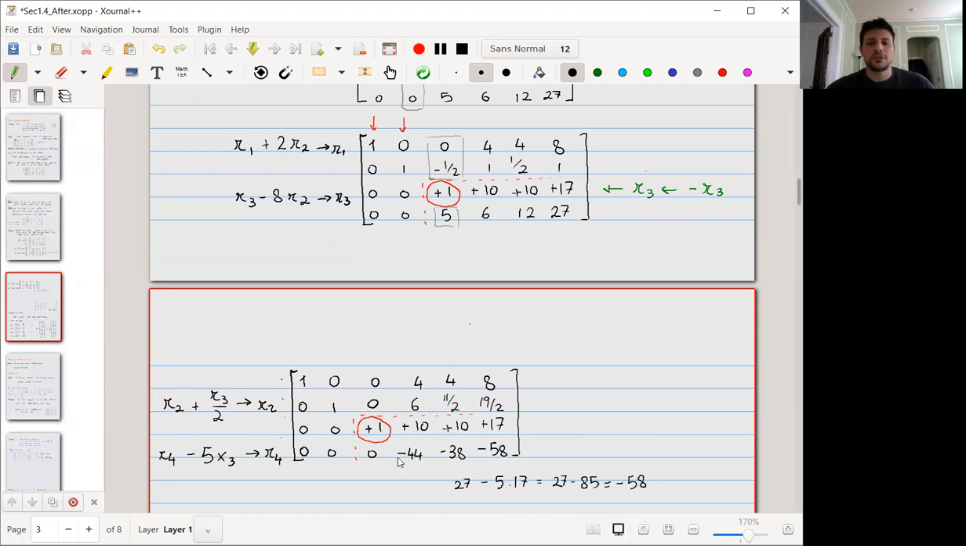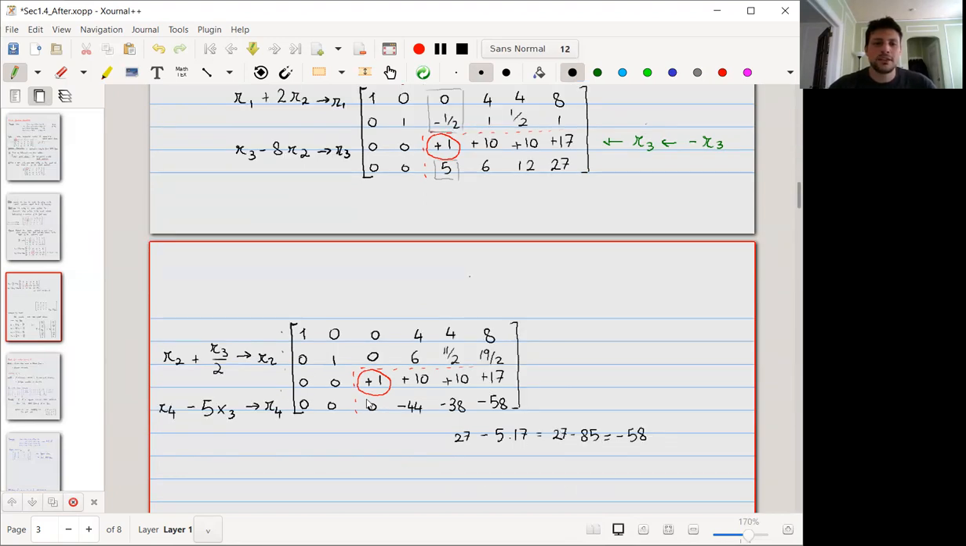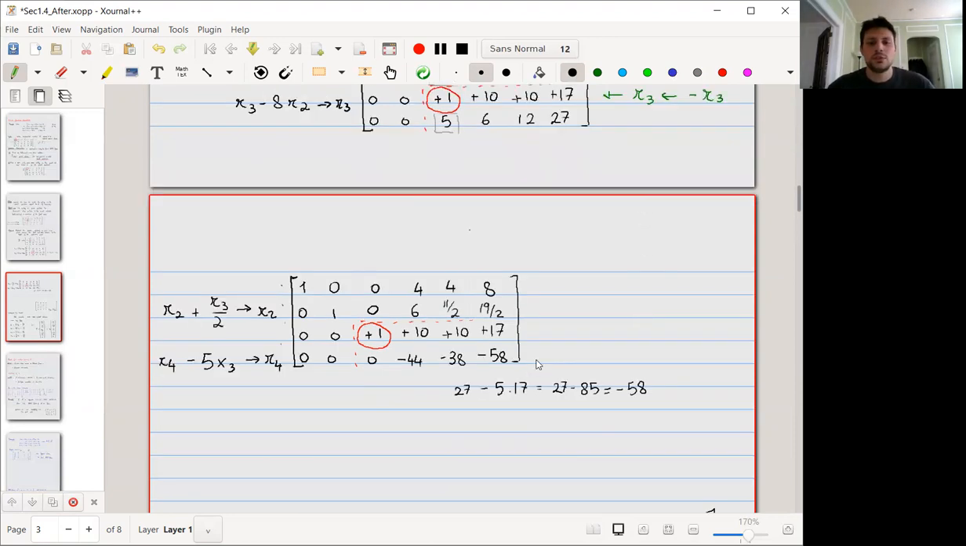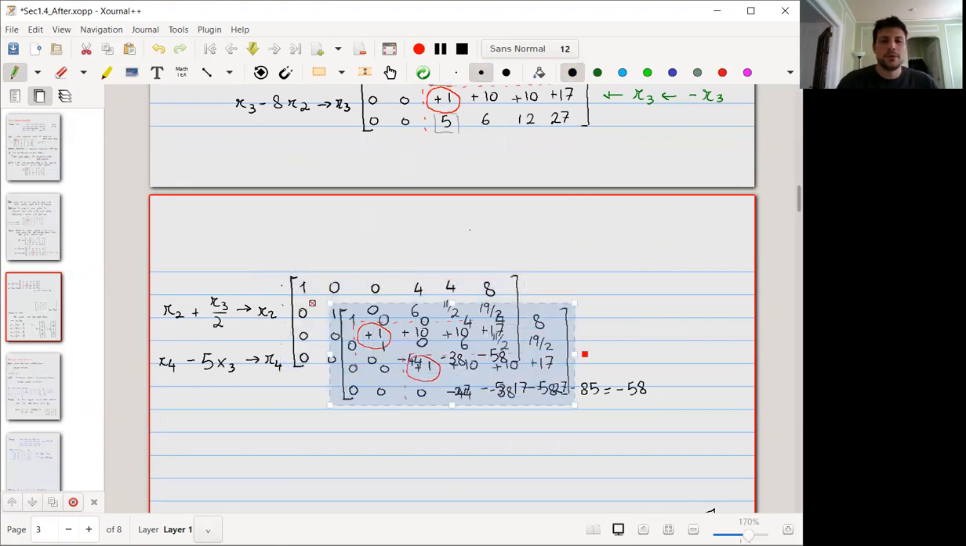Okay, so this last row now has a 0 in the third column. So the third column is completed, and we're almost done with our process. The last thing that we need to do is to, well, there's one more step.